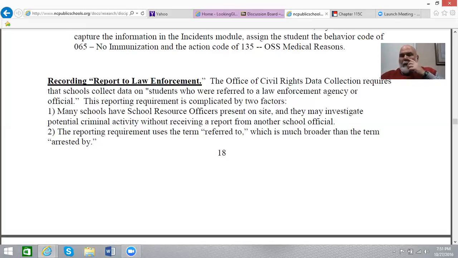So I think it's incumbent upon all potential administrators to delve into exceptional children, intervention, 504, LEP, Title I, and be prepared, number one, to be able to do your job effectively, but number two, to do the right thing for kids.